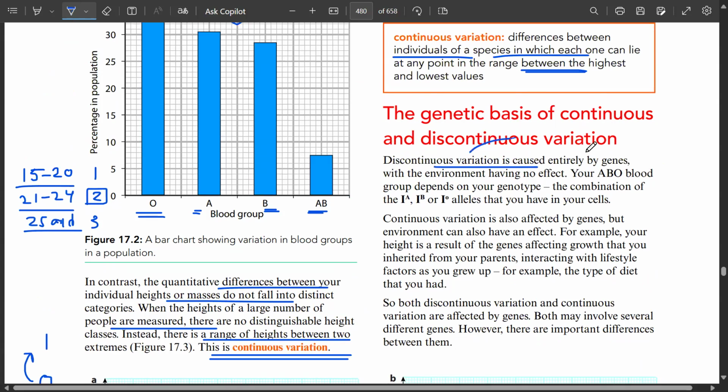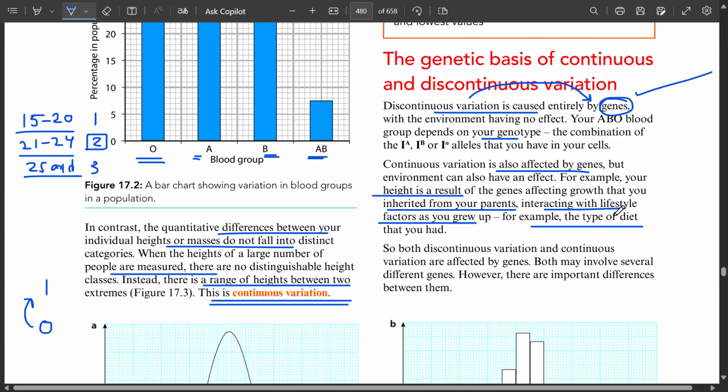सिंपल सी बात है, डिसकंटिन्यूस वेरिएशन सिर्फ जीन्स की गेम है। आपका ब्लड ग्रुप क्या, डिपेंड्स ऑन योर जीनोटाइप ऑफ योर एलील्स। कंटिन्यूस वेरिएशन इज आल्सो अफेक्टेड बाय जीन्स एंड द एनवायरनमेंट। फॉर एग्जांपल हाइट है, वो आपने क्या पेरेंट्स से इनहेरिट किया, या आपका लाइफस्टाइल ऐसा था, या एक्सरसाइज बहुत करते थे, या डाइट ऐसी थी। उसमें रेंज ऑफ फैक्टर्स आती है। बट डिसकंटिन्यूस वेरिएशन के अंदर कौन सा फैक्टर है? सिर्फ ओनली जीन्स। उस पे एनवायरनमेंट का कोई इफेक्ट नहीं है। कंटिन्यूस में जीन्स भी है, एनवायरनमेंट भी है। ठीक है, एनवायरनमेंट में आपका लाइफस्टाइल, आपका डाइट, आपका एक्सरसाइज, आपकी फिजिकल एक्टिविटी, आपकी स्लीप, बिल्कुल अनकाउंटेबल फैक्टर्स आ जाते हैं। बट डिसकंटिन्यूस वेरिएशन इज ओनली कॉज्ड बाय द जीन.